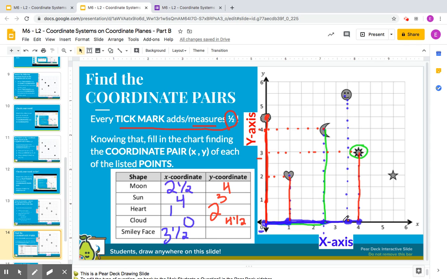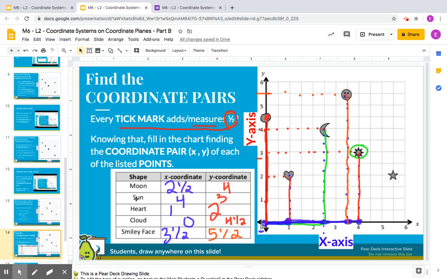Now let's take a look at our y. Start at the origin, so even though I'm over here, it's still at 0 for my y. And I go 1/2, 1, 1 1/2, 2, 2 1/2, 3, 3 1/2, 4, 4 1/2, 5, 5 1/2. And let's double check. And it's right, because it lands on the tick mark in between 5 and 6. And since it adds 1/2 each time, my y-coordinate is 5 1/2.